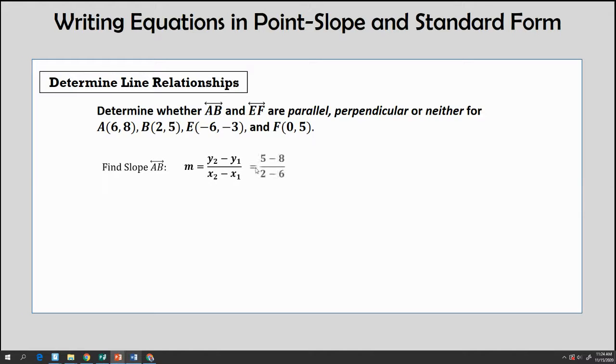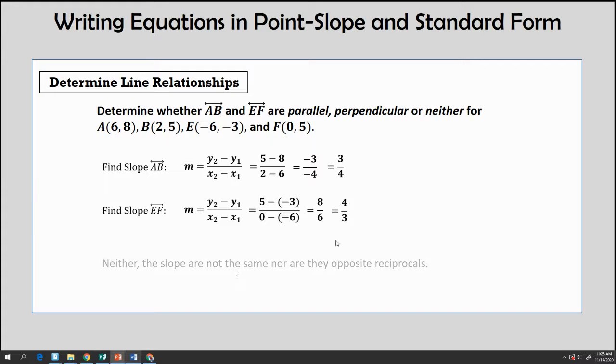Difference in the y's over difference in x's. Slope of AB, it's a negative over a negative, guys. That's positive 3/4. What's the slope of EF? Well, difference in y's over difference in x's. Done a lot of this. I get 8/6, which is 4/3. Now, these two are reciprocals of each other. One's 3/4, one's 4/3. However, they are not opposite reciprocals. Therefore, these two lines are neither parallel nor perpendicular. They're just two lines.